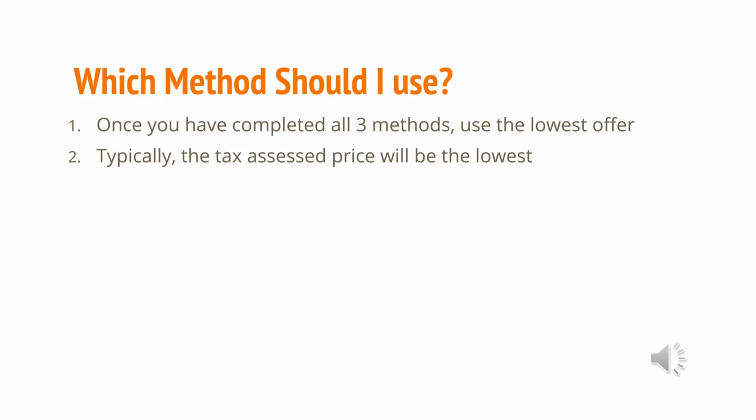Now your question is, well, I have three methods. Which method should I use? Once you have completed all three methods, use the lowest offer. As I mentioned before, the tax assessed price, or method number 3, will typically be the lowest offer. For both of my deals, as I mentioned earlier, I offered the tax assessed price, which was by far the lowest offer price out of the three methods.